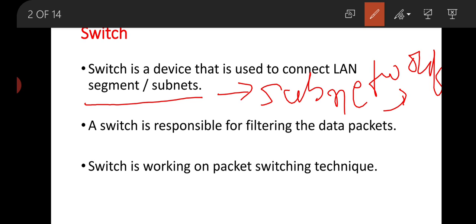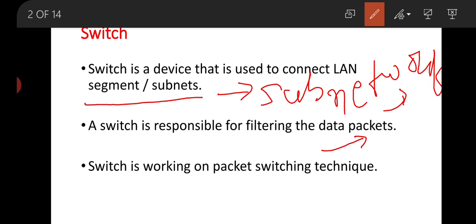Switch is responsible for filtering the data packets. Filtering the data packets means that switch is able to forward the data packet to the destination. That means which packet is addressed to which destination, that packet is sent to only that destination or only that node.